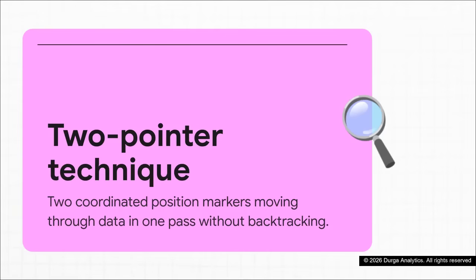Our very first architectural tool to achieve this optimization is the two-pointer technique. It's exactly what it sounds like. You use two coordinated position markers that move through your data in one single pass, without ever backtracking. Instead of firing up an inner loop from scratch every single time and wasting all those valuable CPU cycles, you just maintain these two markers. They move forward together, carrying enough context with them so you literally never have to look backward.